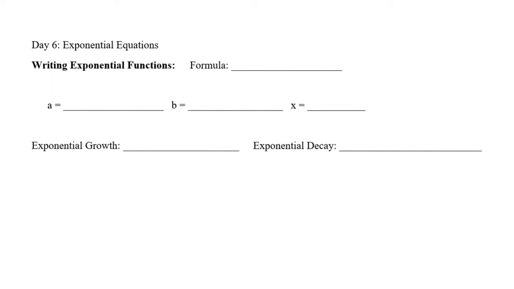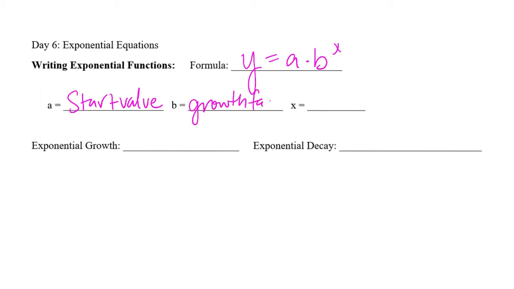Exponential equations. So the first thing we're going to talk about is how to write exponential functions. The formula is y equals a times b to the power of x, where a is your start value, whatever you're given at the beginning, and b is your growth factor, and x is time.